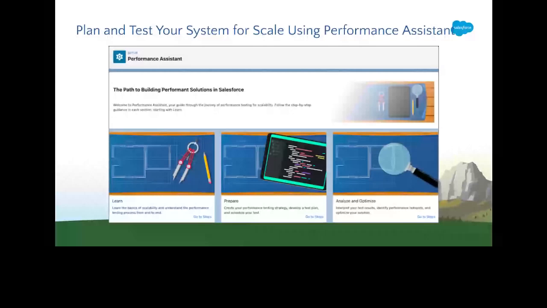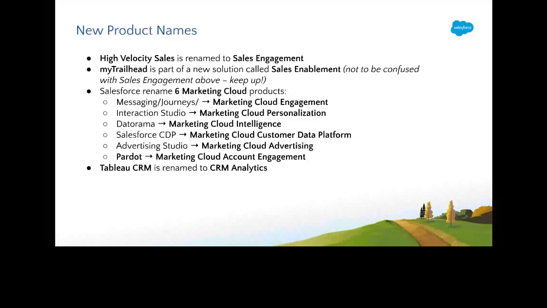There are also six Marketing Cloud products that have been renamed. Journey Builder messaging is now Marketing Cloud Engagement. Interaction Studio in Marketing Cloud has been changed to Marketing Cloud Personalization. Datorama has been changed to Marketing Cloud Intelligence. Salesforce CDP has been changed to Marketing Cloud Customer Data Platform. Advertising Studio in Marketing Cloud has been changed to Marketing Cloud Advertising. Pardot was a separate product, now called Marketing Cloud Account Engagement. And lastly, Tableau CRM is renamed to CRM Analytics. So wherever you see CRM Analytics, that is exactly Tableau we are talking about.